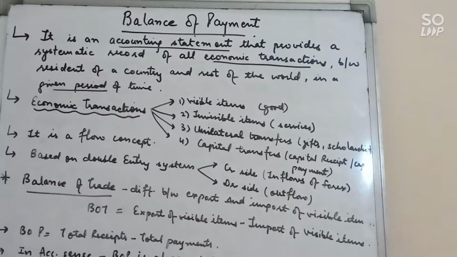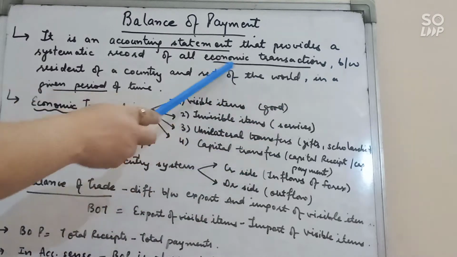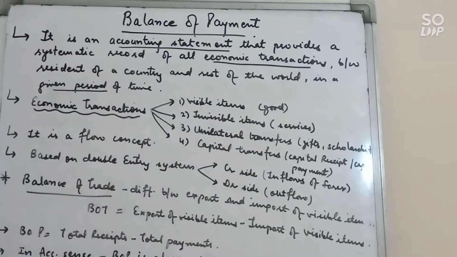And fourth is capital transfer, which is basically related to the assets and liabilities of the residents of the country, and it includes capital receipts and capital payments. Capital receipts like borrowing and capital payments like purchase of assets. So all these transactions we will record in the accounting statement.